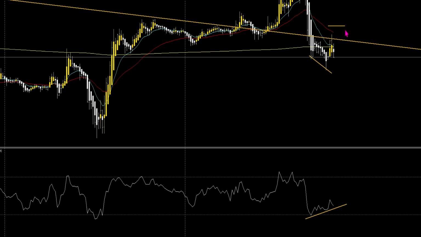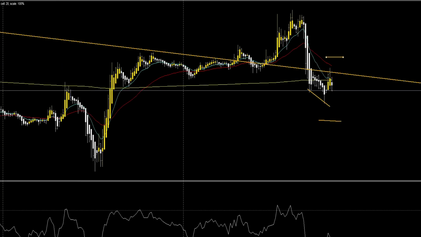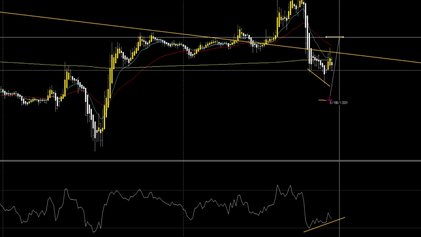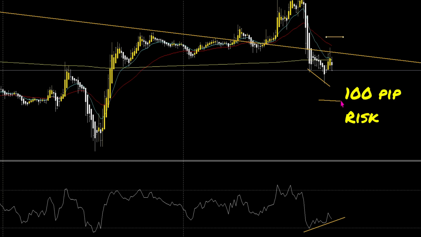And because we have a 36 period moving average right here where we were going to enter long, we can just move our entry conservatively above that. And then our stop loss below that area. So remember that we had a 200 pip target. So this should be around about 100 pips at least.